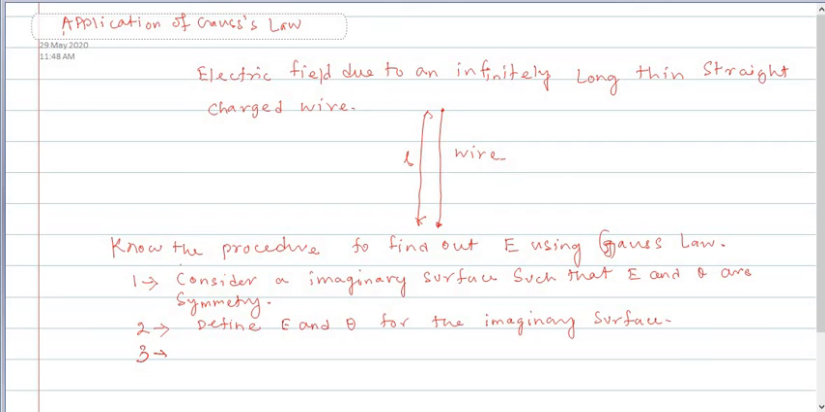Third, what will happen? After defining E and theta, we should calculate the charge inside the surface. That means the total charge that is inside the surface we should calculate. Next step, Q. We should calculate what here, total charge Q.